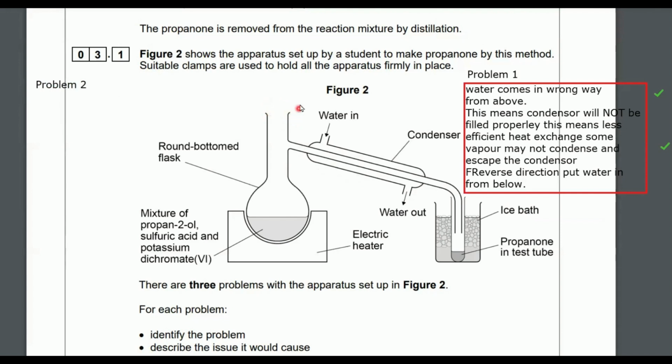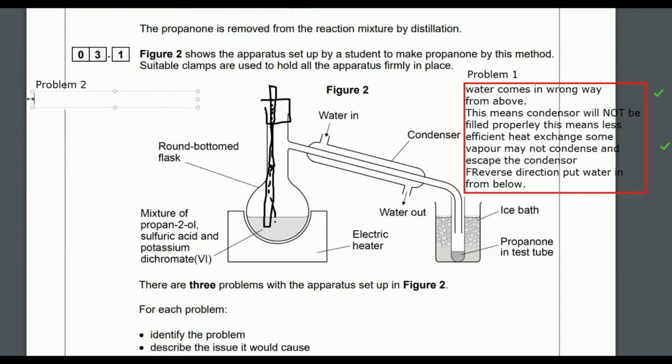Problem 2. So let's have a little look. Oh, look, there's no bung at the top of the round bottom flask. What's the problem there? Some of our propanone is going to escape. Also, you should have a thermometer. Why should you have a thermometer if you have propan-2-ol and propanone there?